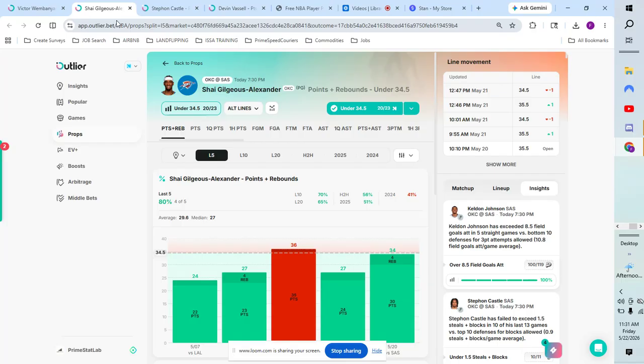Best ceiling play, Victor Wembanyama, PRA over. Best inflation fade, SGA, points and rebounds under. Best role growth projection, Stephon Castle, PRA over. Don't treat them the same.